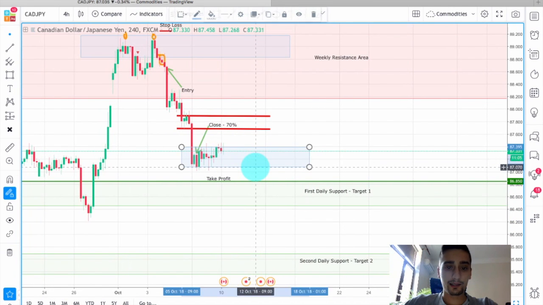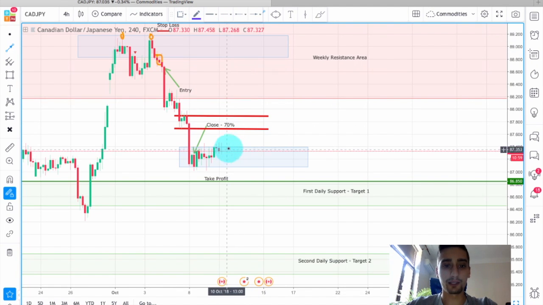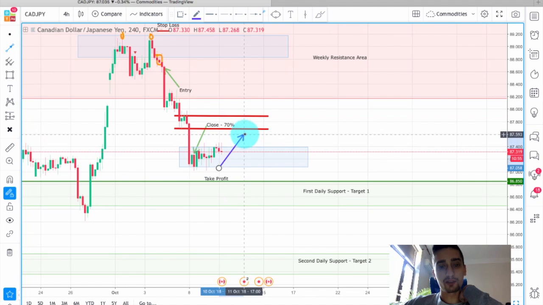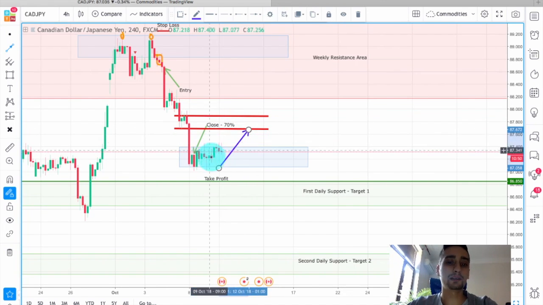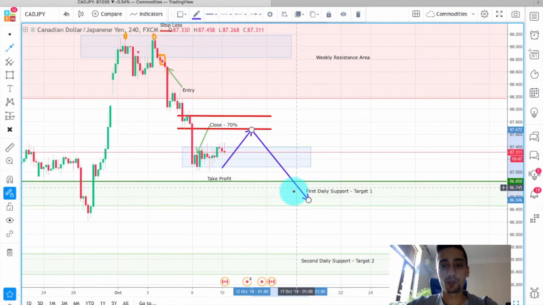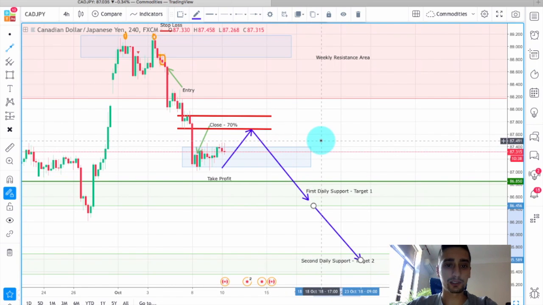In this case, what are my expectations? There are a few possible scenarios, of course, but the main one I'll be looking for is for the price to retrace back to here, which will basically be a correction, and then to form a new move down, which will most likely enter into this daily support area, or hopefully even break it and move further down.